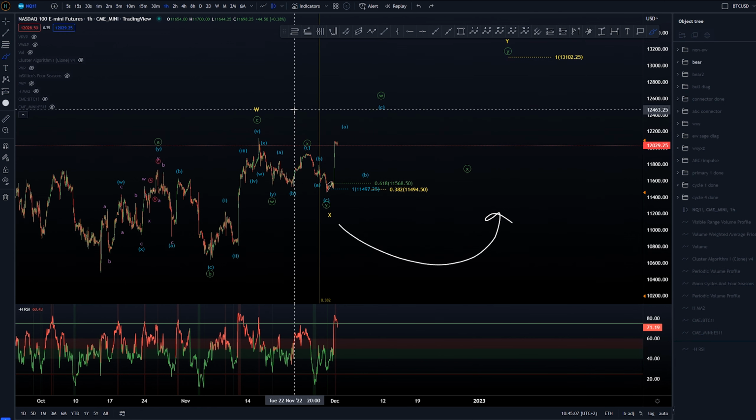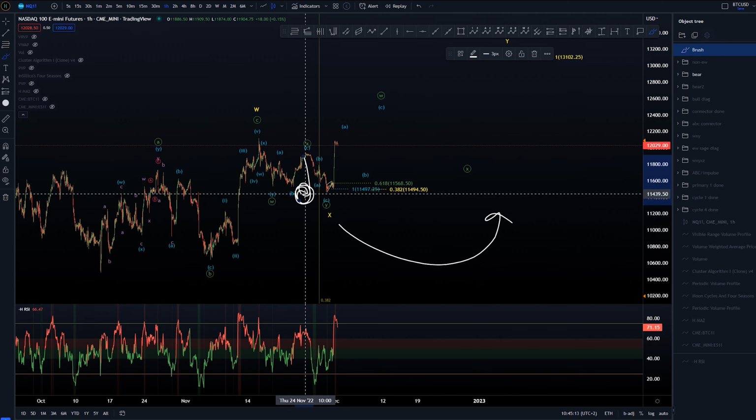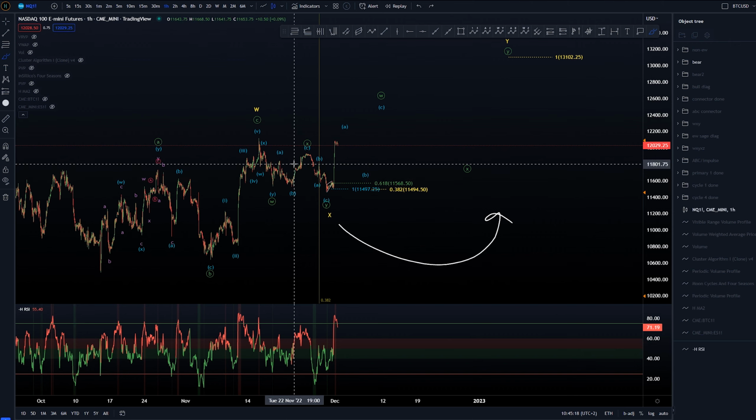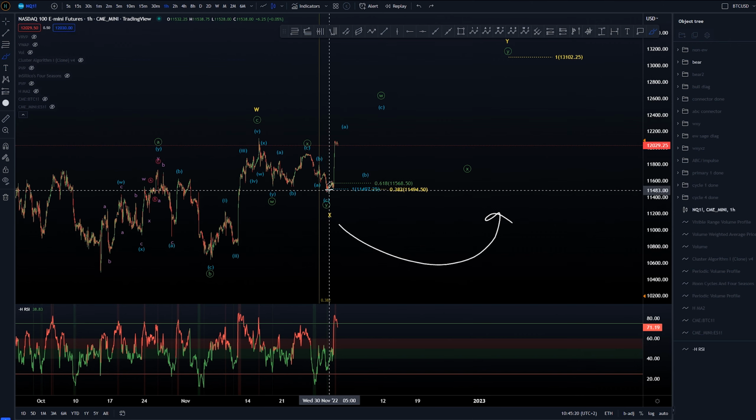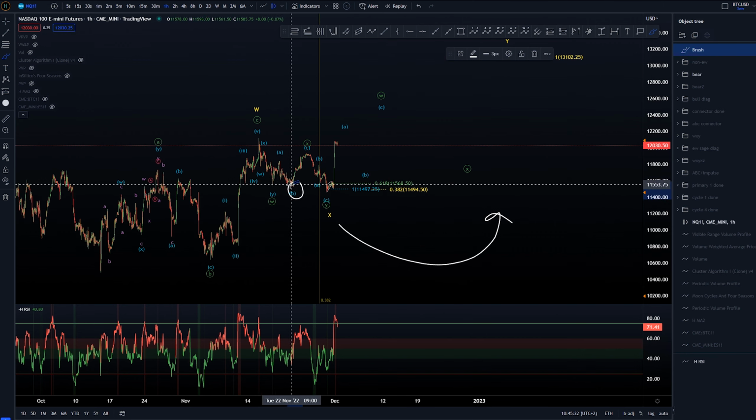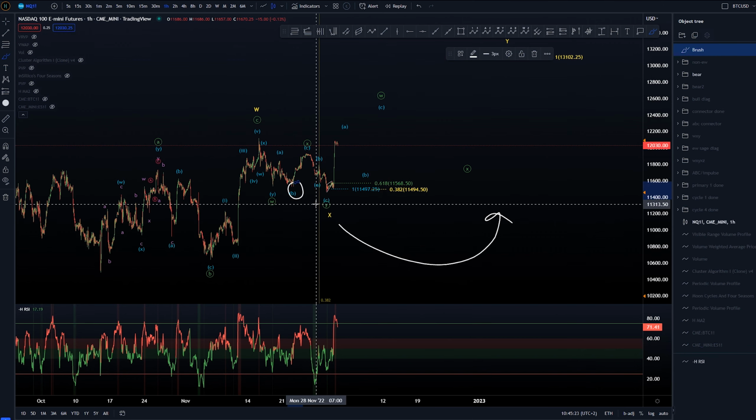So if it didn't, and if it had already pivoted from here, like so, with such a similar pump here, I would not really think that this could be the wave X down here, because it would be so short in time. But again, that is just me.